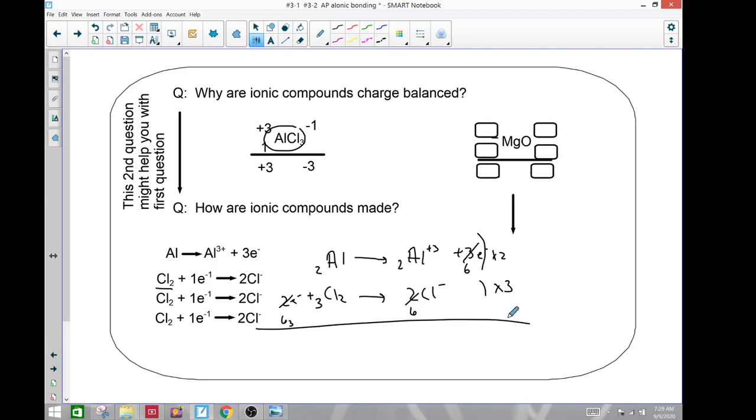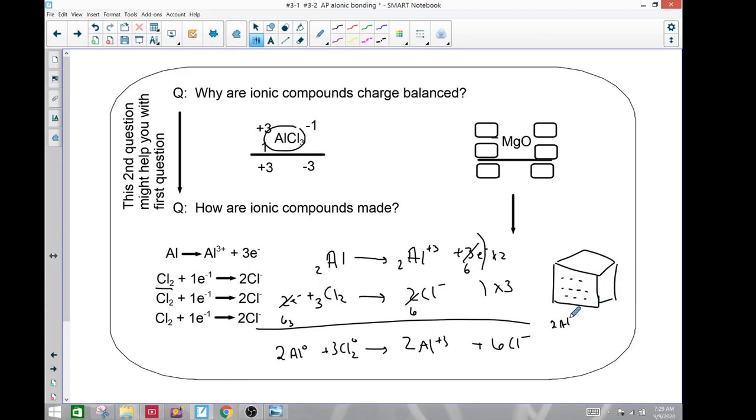Let's put everything together. I got 2 aluminums, metals, losing 6 electrons, plus 3 chlorine molecules, both of no charge, to produce what? 2 aluminum plus 3s plus 6 Cl negatives. Now remember, this bulk crystal is just a stack. It's not like they're connected in it. We're just telling the ratio of what's inside here. Okay? There's 2 aluminums for every 6 chlorines, and the simplest ratio here is AlCl3, and that's the ratio that happens here.